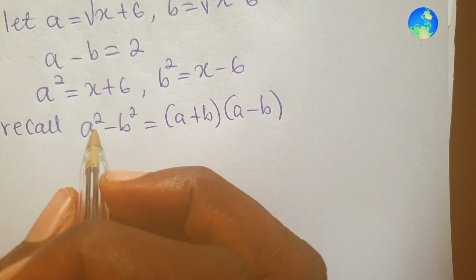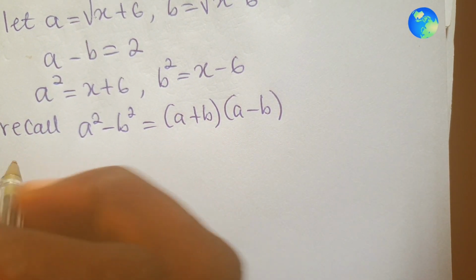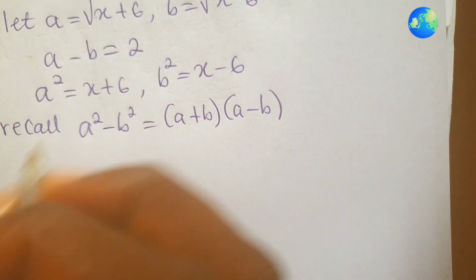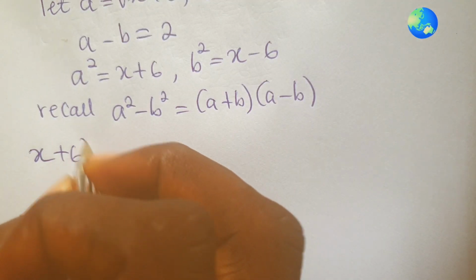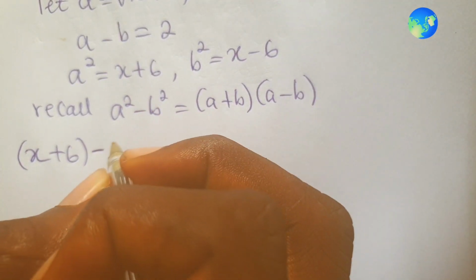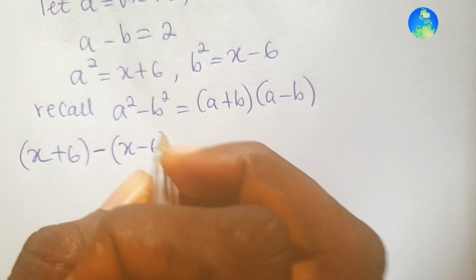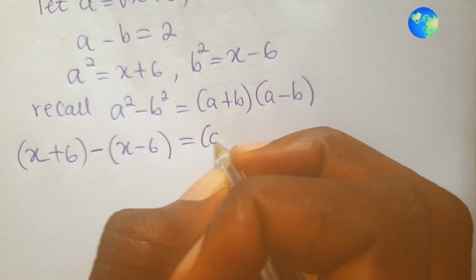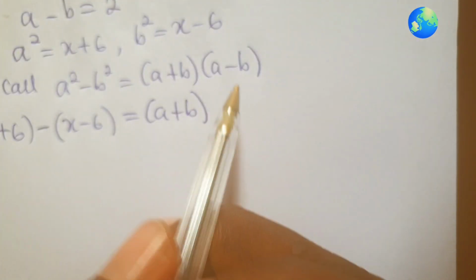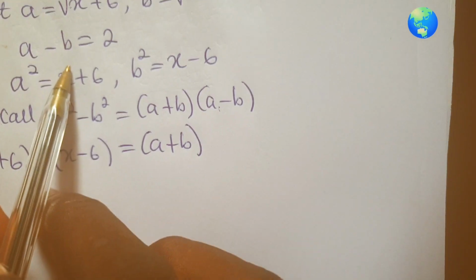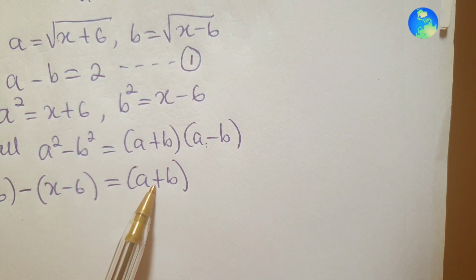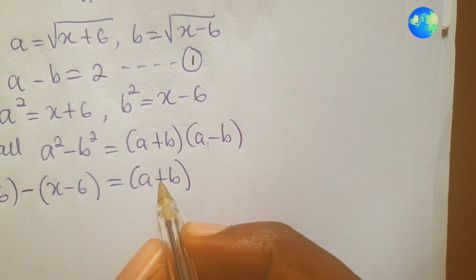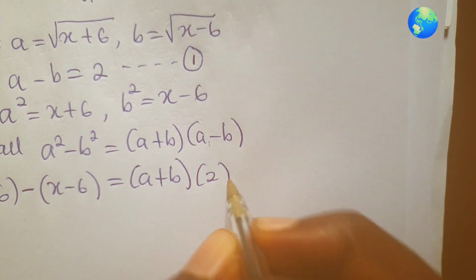Now, with this in mind, I have for a squared, x plus 6, minus for b squared, we said is x minus 6, equals a plus b, a minus b is set to be 2 already, right? We said a minus b, let me call it equation 1 because we'll be using it, right? Let's call it equation 1. So for this, we are having a plus b, and I'll put 2 here, right?